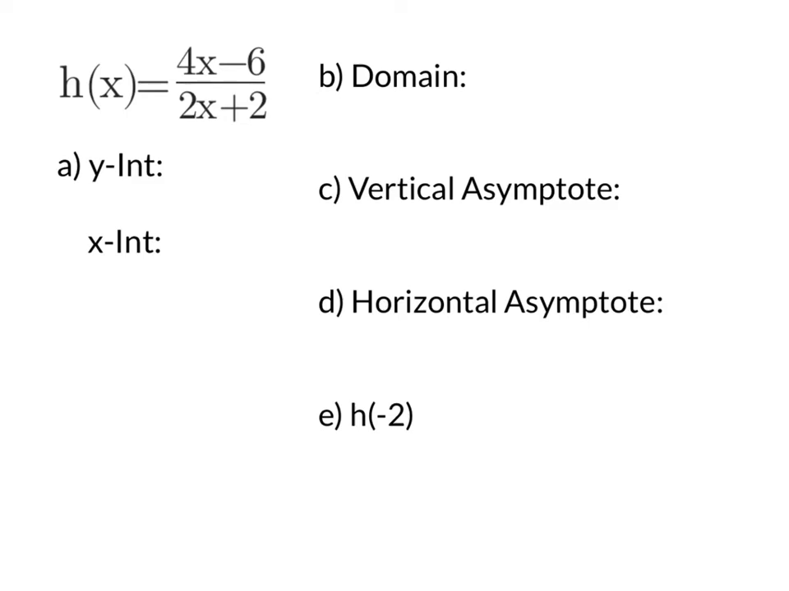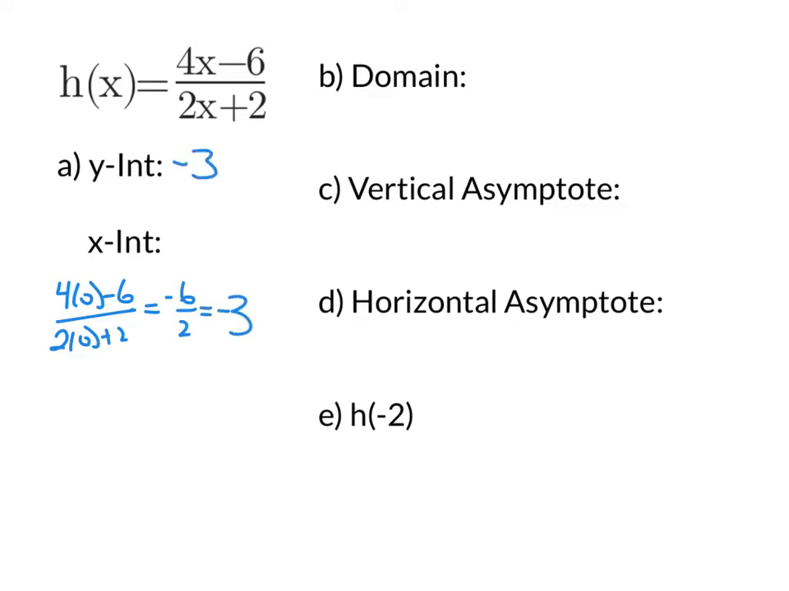For h of x equals (4x minus 6) over (2x plus 2), we first want to find the y and x intercepts. The y-intercept happens when x is equal to 0, so it would be (4 times 0 minus 6) over (2 times 0 plus 2). That'll simplify to negative 6 over 2, which is negative 3.